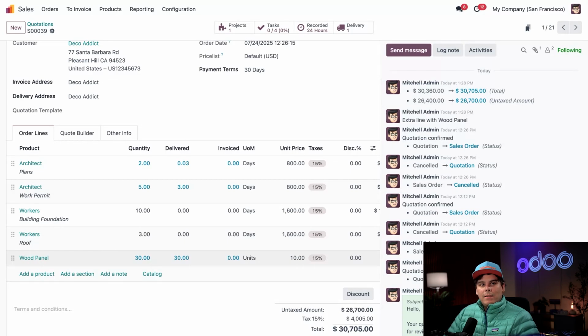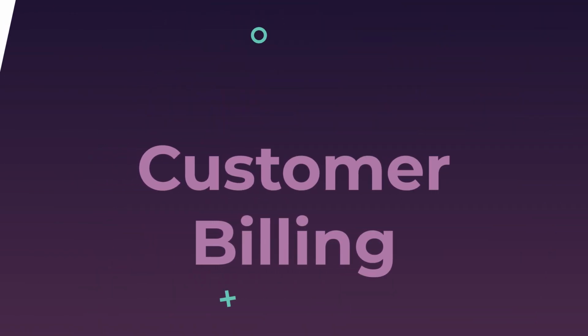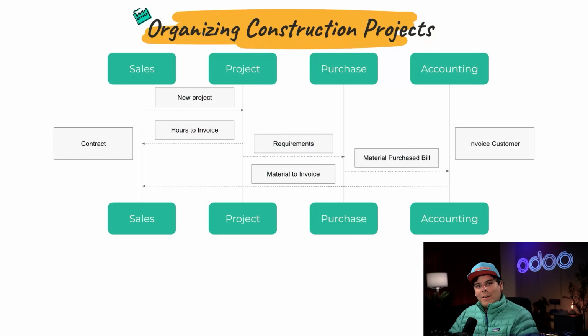With everything in place, including the labor, materials, and other odds and ends, the project manager and the accounting team can complete the final step. So here we go. It's the end of the month and it's time to send the customer a clean, clear invoice for all the work done.